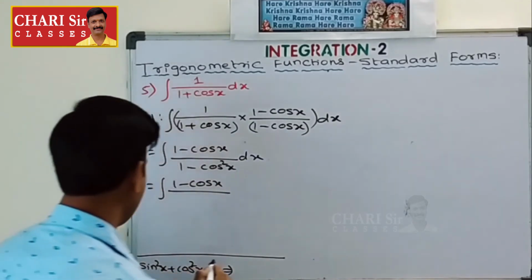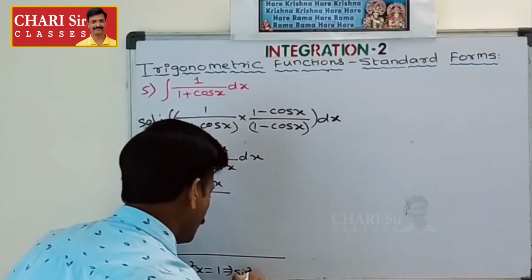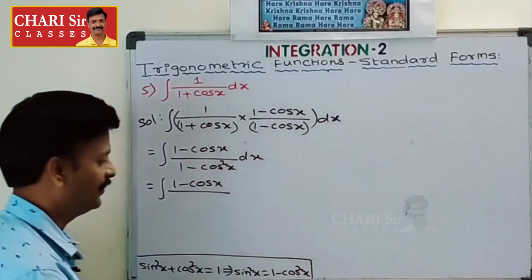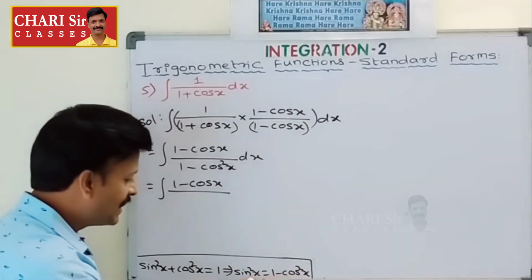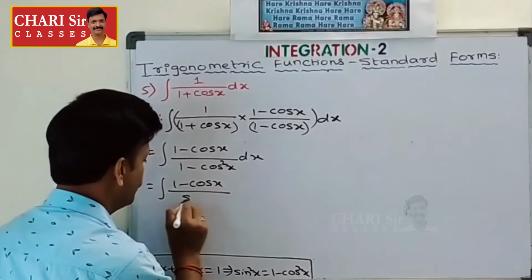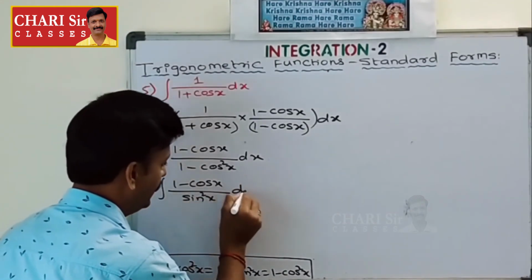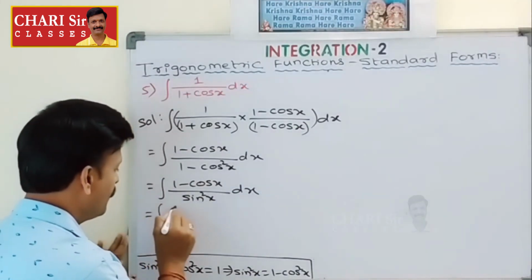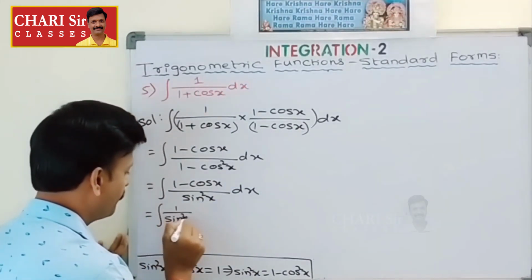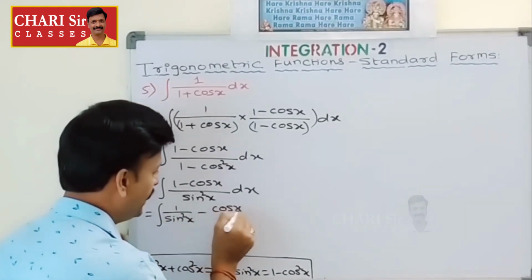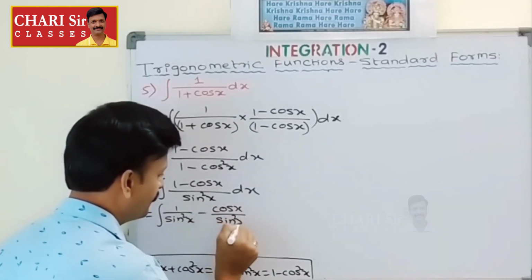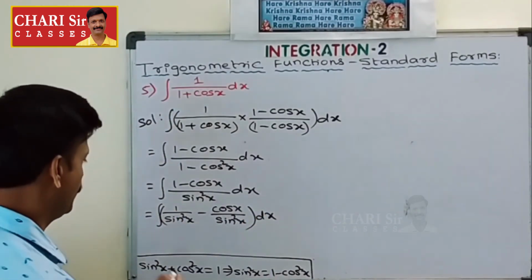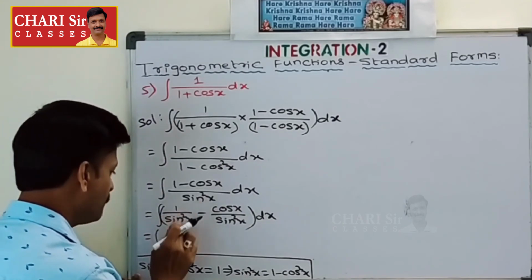From this we can write sin square x is equal to 1 minus cos square x. This identity we use. So in place of 1 minus cos square x, we write sin square x here, and dx. Now these two terms will be divided by sin square x. That is the integration of 1 by sin square x minus cos x by sin square x, for this whole dx. Now, does anything get cancelled? No, nothing gets cancelled. But you can write it as 1 by sin square x.